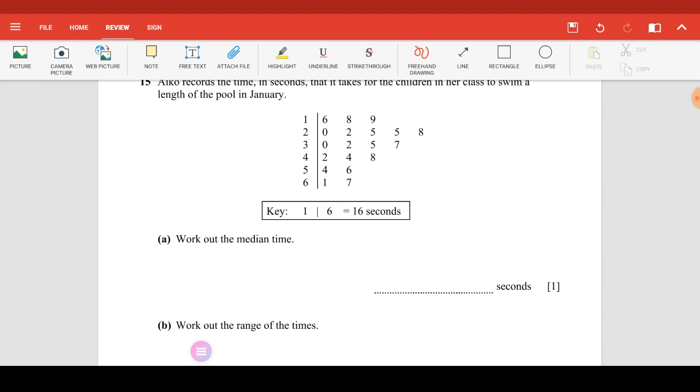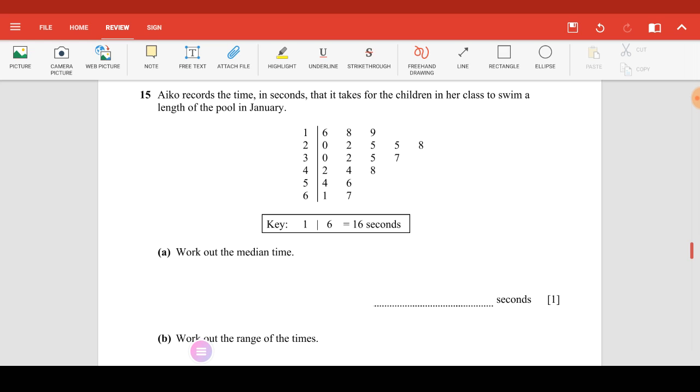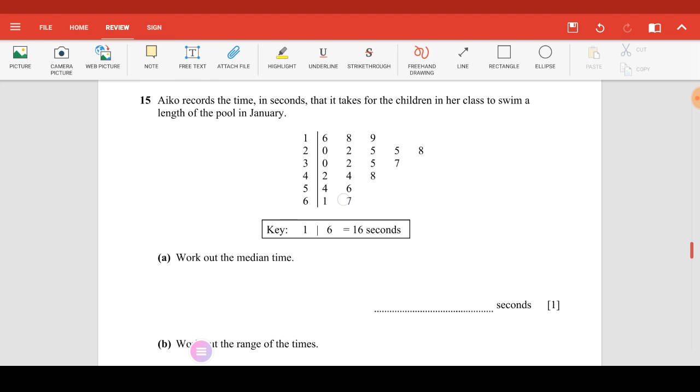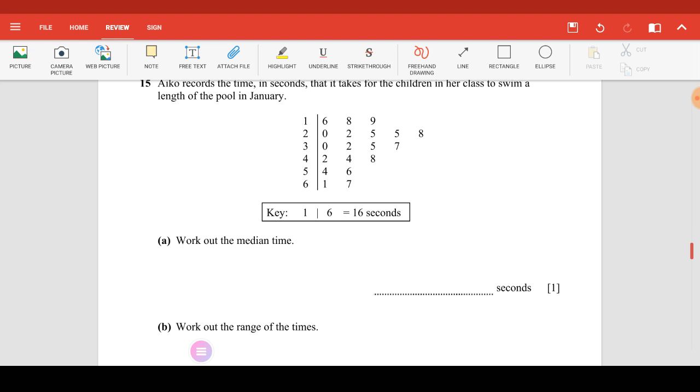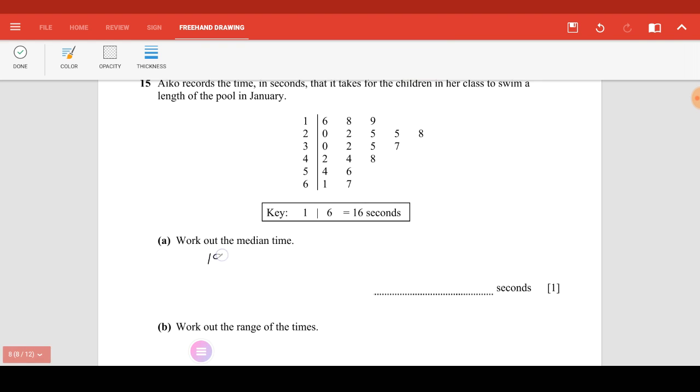Work out the median time, the time in seconds that it takes children in her class to swim the length of the pool in January. Okay, the median. How many values? 1, 2, 3, 4, 5, 6, 7, 8, 9, 10, 11, 12, 13, 14, 15, 16, 17, 18, 19. So we can use this rule, which gives 10. So 1, 2, 3, 4, 5, 6, 7, 8, 9, 10: the median is 32. Work out the range.